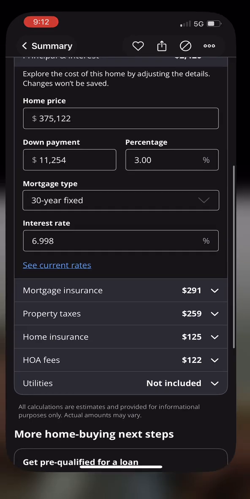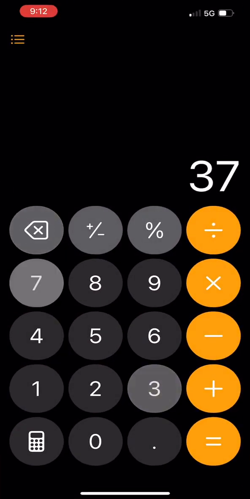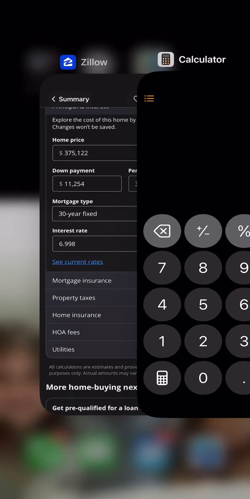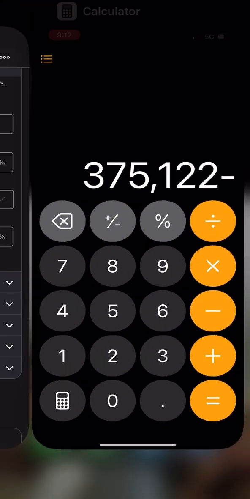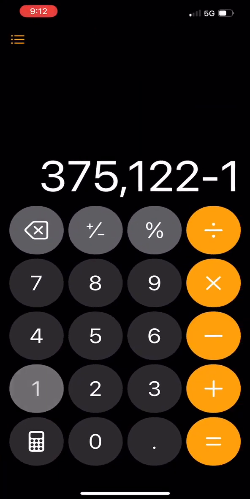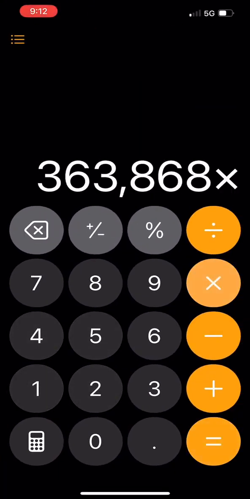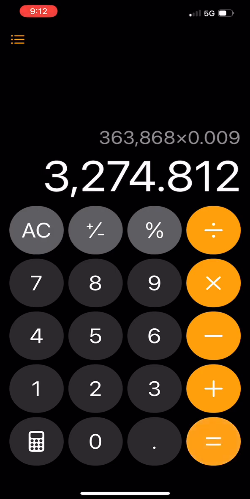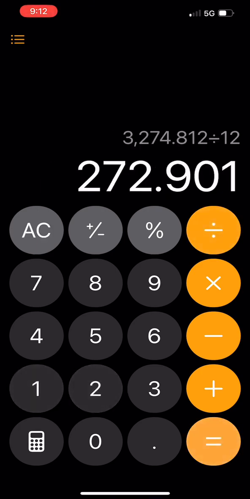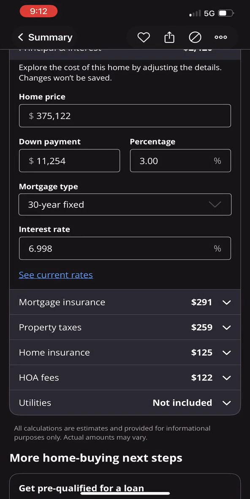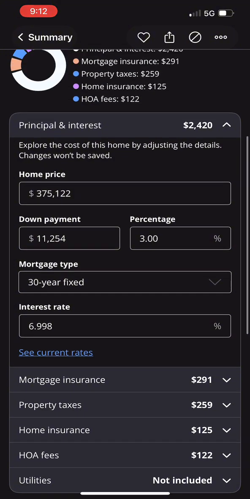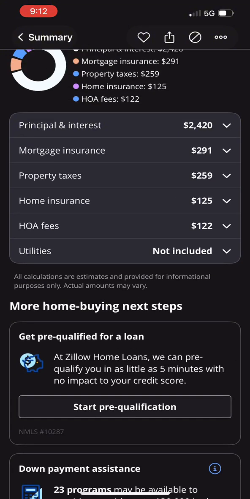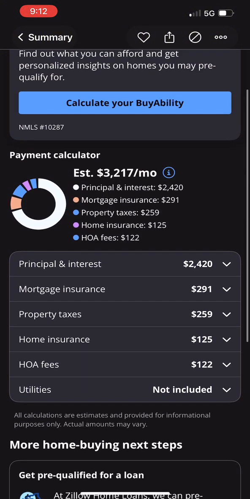And then we want to check our mortgage insurance number. So here, $291 a month. So go back, enter in our purchase price, $375,122, minus our down payment. And multiply that by your mortgage insurance factor and divide by 12. $272 a month, $291, a little over estimate, but that's okay. So here is how we can use the Zillow calculator for all of our HOA fees included as well.